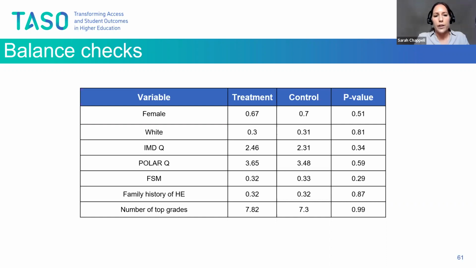Obviously, not all of our variables are included here, but we've looked at things like ethnicity, what IMD or POLAR quintile they come from, the proportion of students who receive free school meals or have a family history of HE. So for example, their parents or carers went to HE. And we also look at some prior attainment, so the number of top grades in each group. These are all things which might impact our overall outcome, and we just want to make sure that they are balanced between the treatment and control group before we go ahead, which is what they are. And that's what randomization really helps us do: make sure that these groups are balanced, rather than the usual ranking system where they aren't balanced.